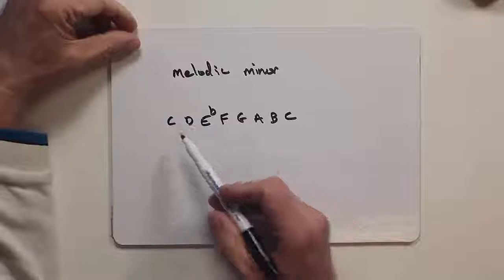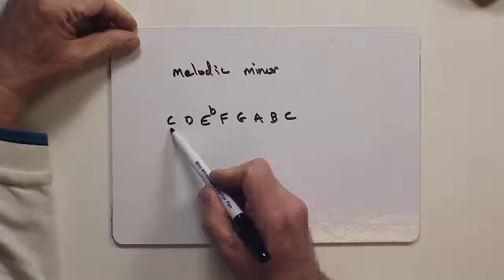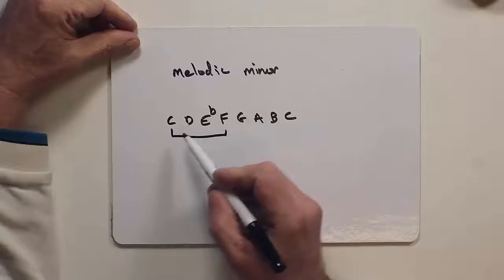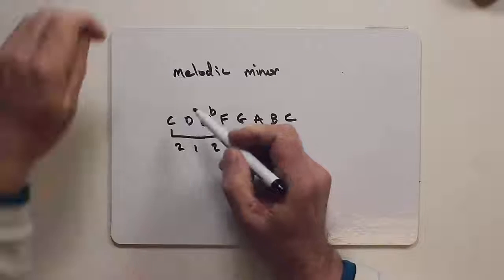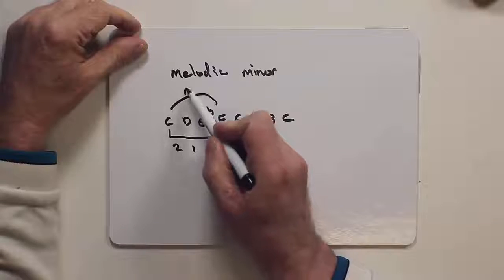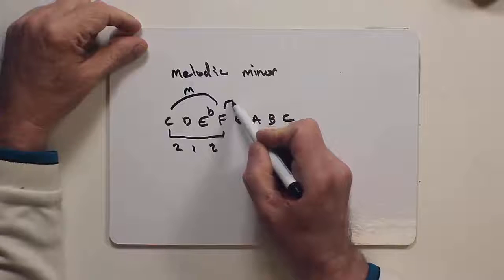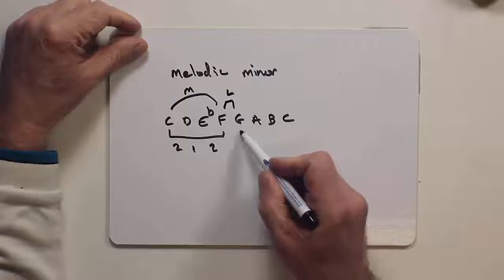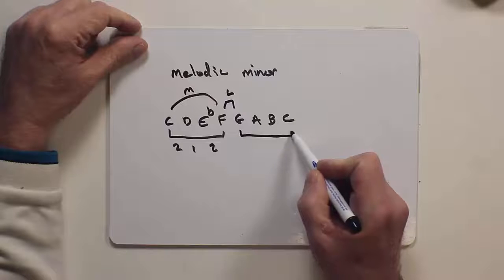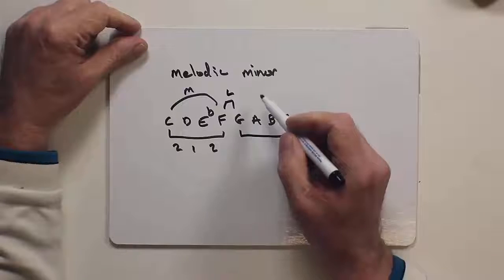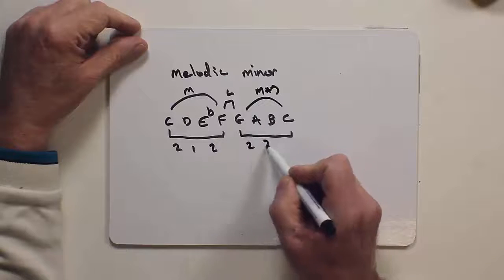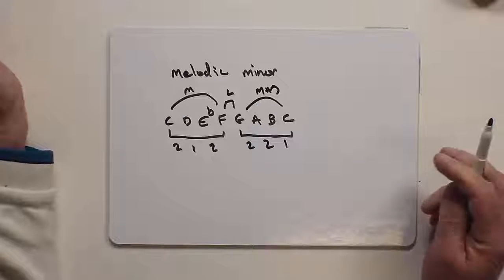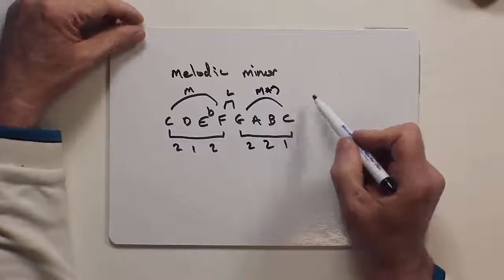So if we look at that, the first tetrachord here is 2-1-2, which is minor, so that's a minor tetrachord. Then we've got the link here, and then we've got another tetrachord here, and this is a major, which is a 2-2-1. Okay, so that's how you make a melodic minor ascending.